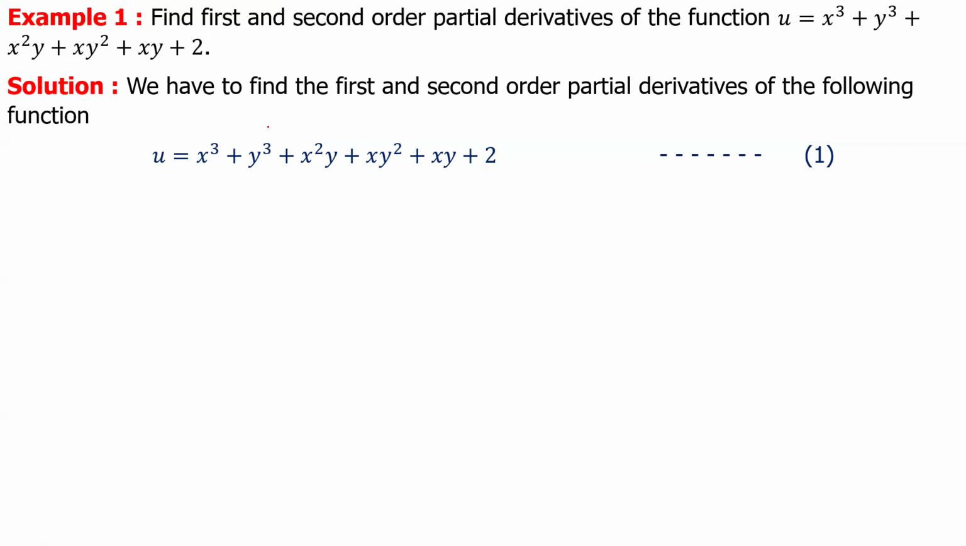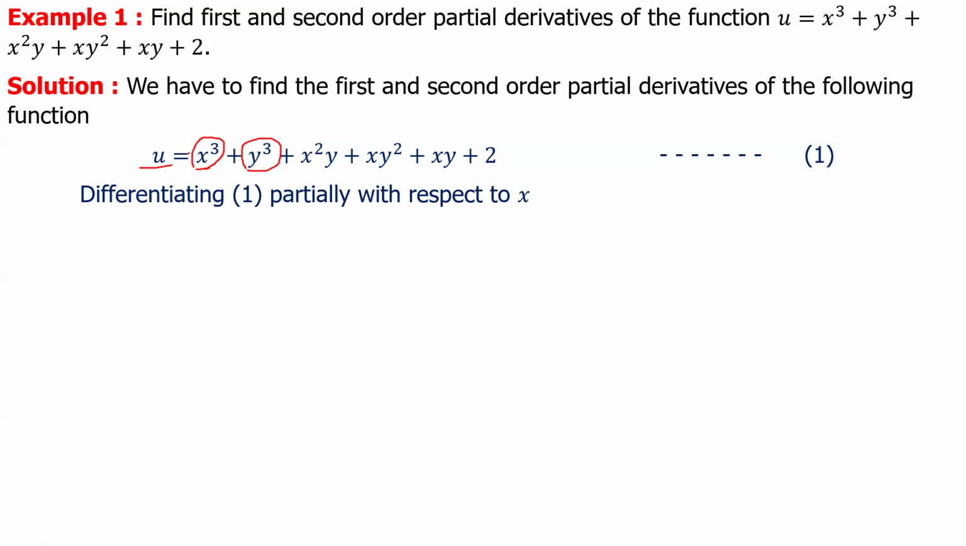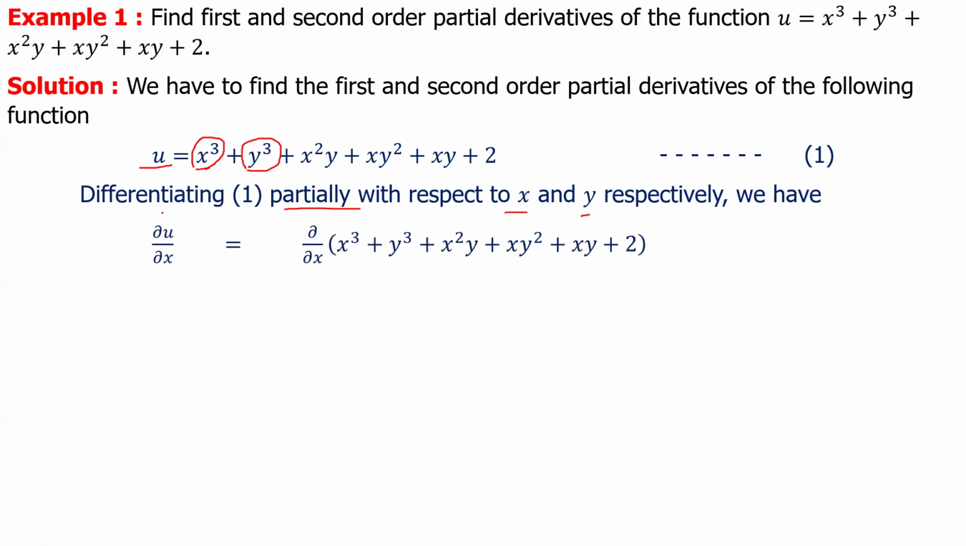Now, if you want to find the partial derivative of u with respect to x, we consider y constant. And if you want to find the partial derivative of u with respect to y, we consider x constant. So let us find the partial derivative of u with respect to x and y. Differentiating partially with respect to x, we have del u del x. Instead of writing d dx, the partial derivative is represented by del x.